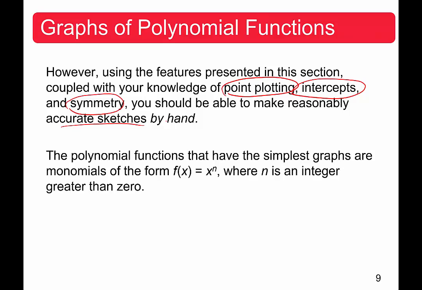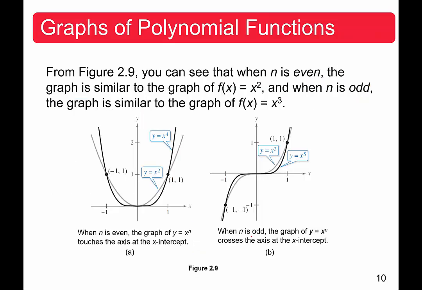Now let's look at the simplest graphs of polynomial functions. It's f of x equals x to the nth power. Here n is an integer, and we can classify it into two cases: n is even, and n is odd. All the polynomial functions with even powers behave very similarly, and all the polynomial functions with odd powers behave very similarly. Let's take a look at some of them.